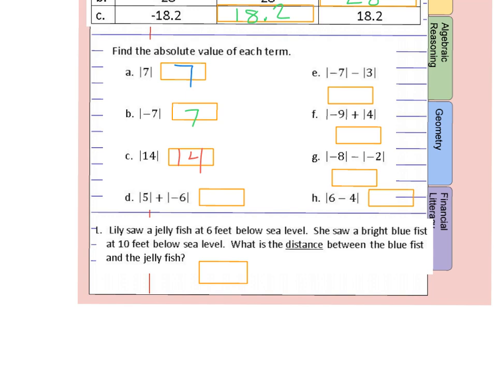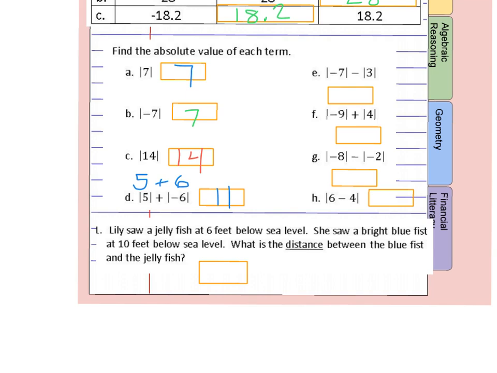Okay. In D, it says the absolute value of 5 plus the absolute value of -6. So what I'm going to do is right above them, I'm going to write the absolute value of each one, and then I'm going to add them together. The absolute value of 5 is 5 spaces from 0. And then the absolute value of -6 is 6 spaces from 0. So then I'm just going to add those two together. So 5 plus 6 is 11. Okay.